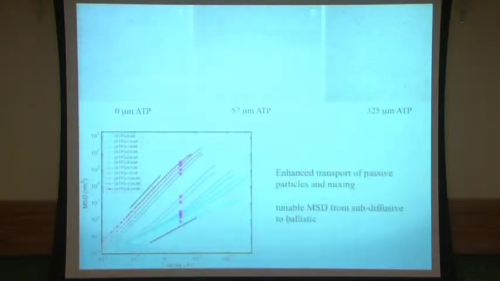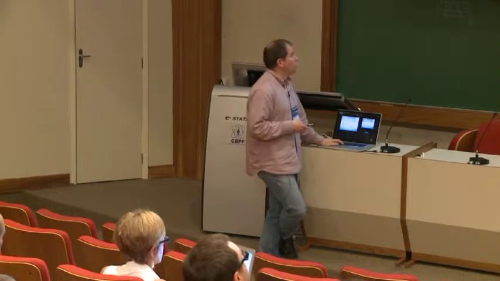This nicely illustrates the tunability of the system, right? We can start from something that's really a conventional gel, and we can increase the ATP concentration. People have done these measurements on bacterial suspensions, right? But with bacteria, you can't do such controlled experiments because you can't tune their swimming velocity. They divide, they die, and things like that.